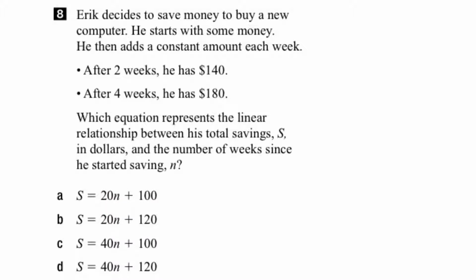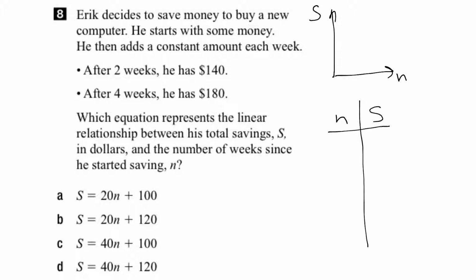So when we look at the equations, we've got savings, S, versus the number of weeks. So if we look at a graph, that would be like so. We'd have S on the vertical axis and N on the horizontal axis. So if we were to put a table of values together, we'd have N on the left-hand side and then S on the right-hand side. So let's take a look.